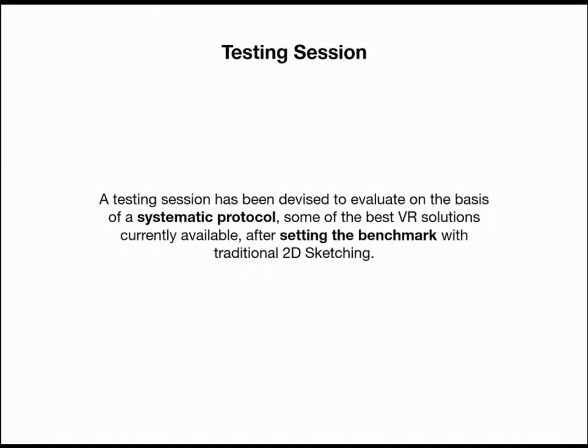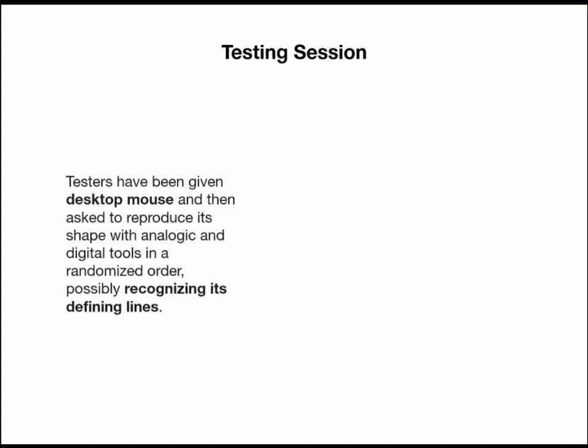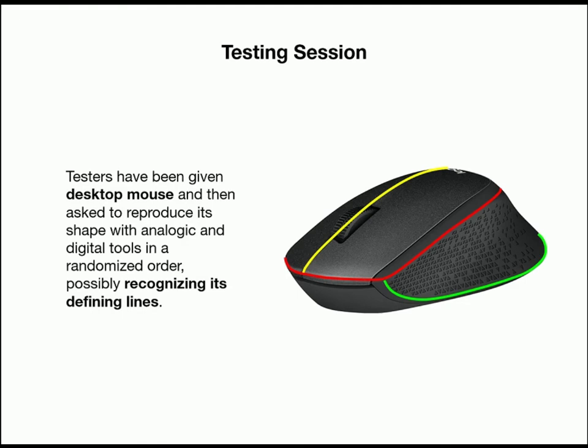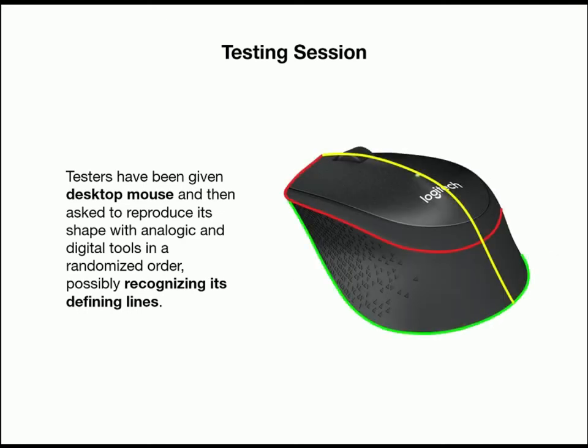This is why we decided to set up a testing session to analyze the best VR solutions available today to the public after setting the benchmark with a short session based on traditional 2D sketching. We gave each tester a desktop mouse and we asked them to memorize its shape and to reproduce it both with analog tools, namely a pencil and a sheet of paper, and with digital VR tools in a randomized order, trying to recognize the most defining lines.